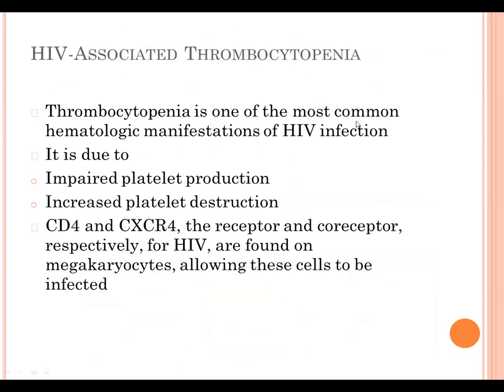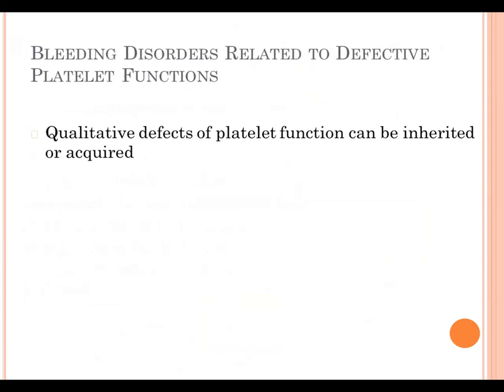HIV-associated thrombocytopenia is one of the most common hematological manifestations of HIV infection. It may be due to impaired platelet production or increased platelet destruction. So these are the helper cells, and these are the receptors, and the co-receptor for HIV is found on the megakaryocytes. These allow these cells to be infected and removed from the circulation of the body. So this leads to thrombocytopenia.